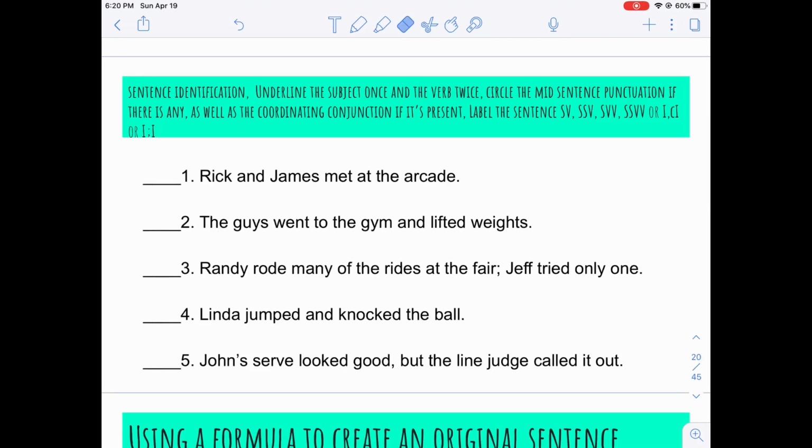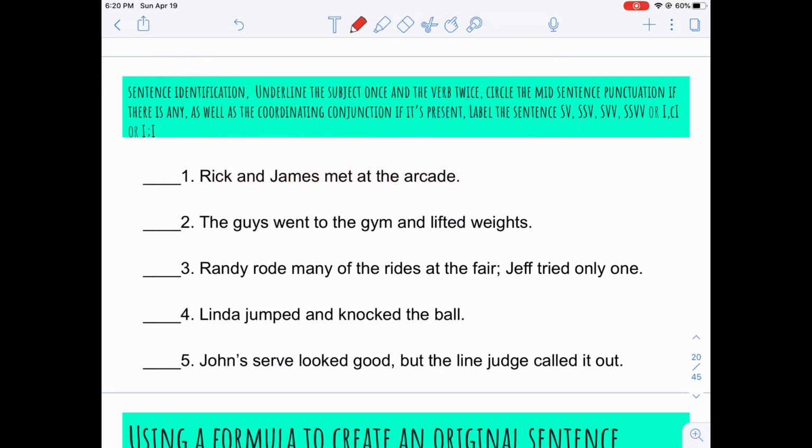Begin. Let's look at the instructions for this assignment. It says sentence identification. Underline the subject once and the verb twice. Circle the mid-sentence punctuation if there is any, as well as the coordinating conjunction if it is present. Label the sentence SV, SSV, SVV, SSVV, or I, CI, or I semicolon I. So my understanding is that we might have simple sentences or we might have compound sentences, so we're going to have to pay attention.